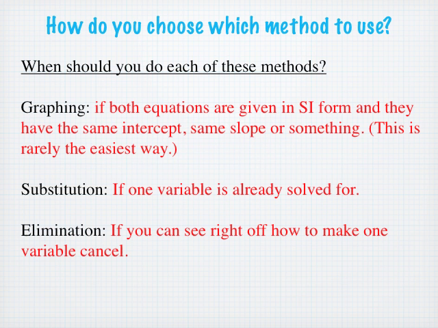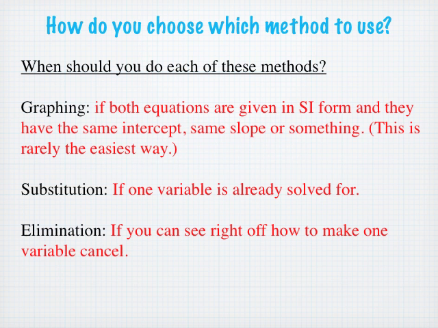You would choose substitution if one variable is already solved for. That would make substitution pretty easy. You would use elimination if you can see right off how to make one variable cancel. Maybe you have a 2y and a negative 2y, or a 5x and a negative 5x, and you can just see that those will cancel easily. So just pay attention to the clues that will make one method easier than another method.